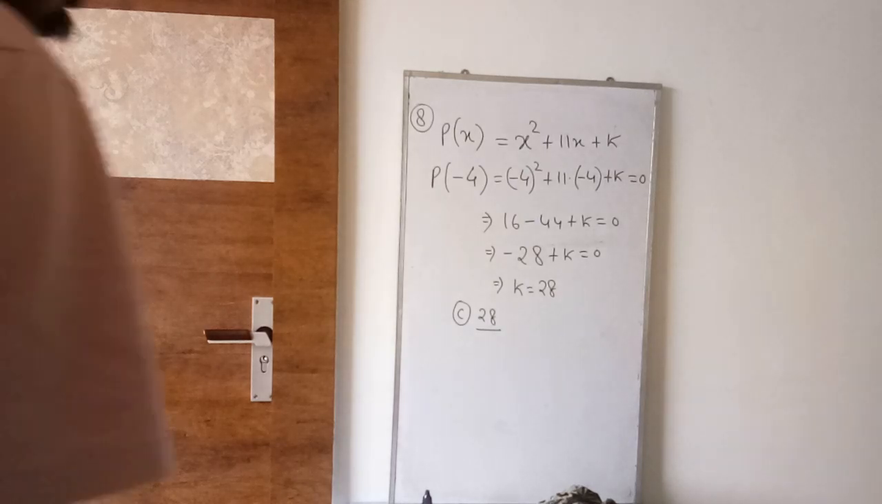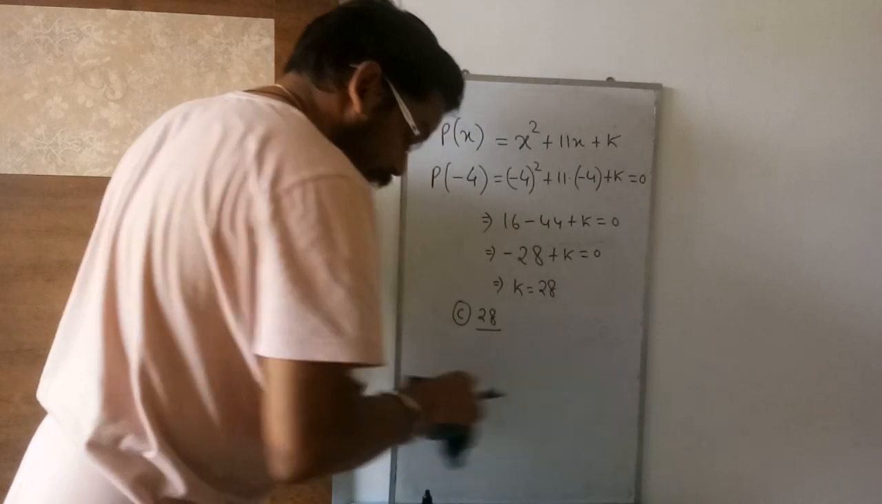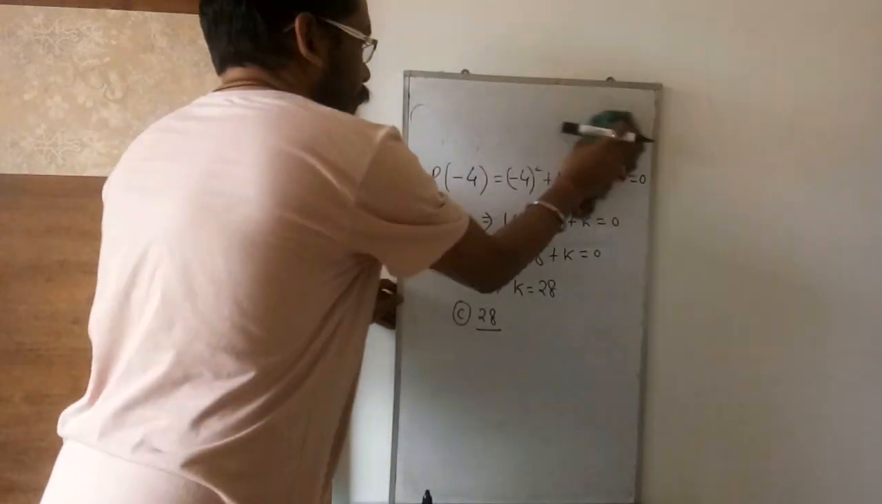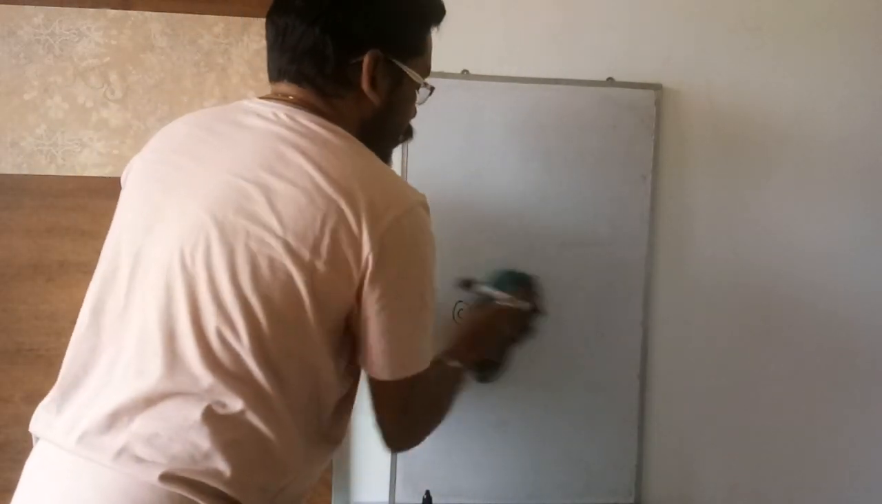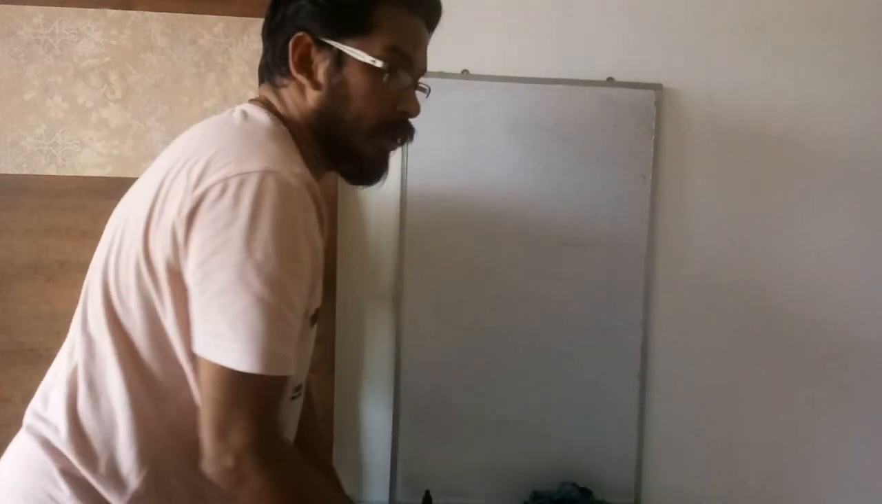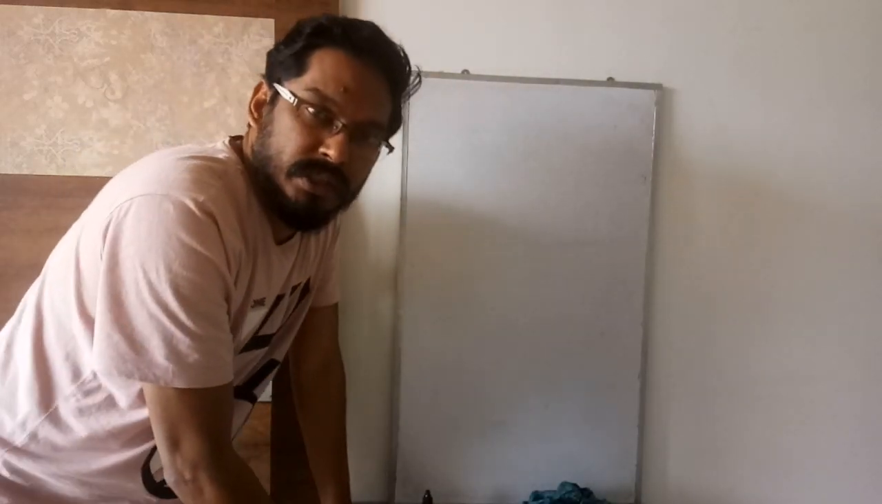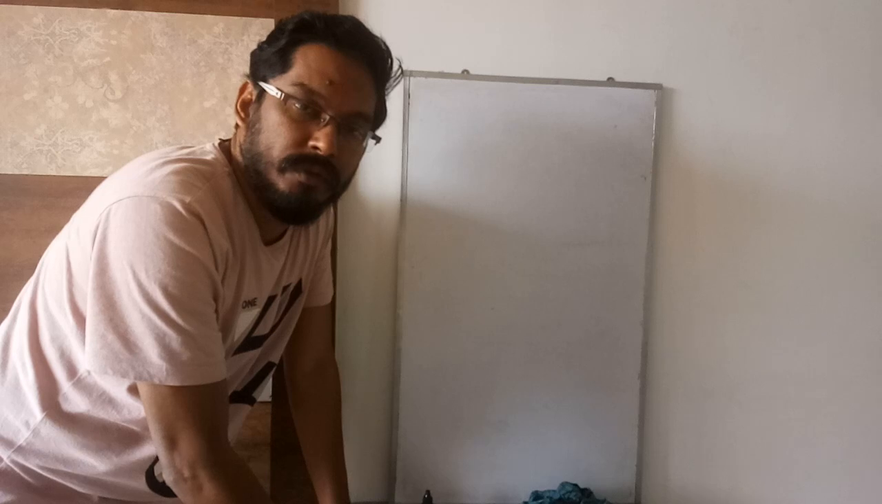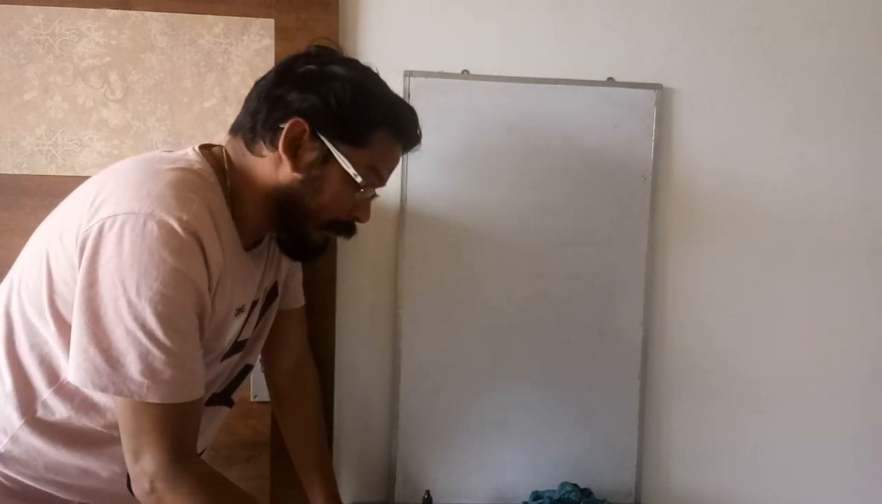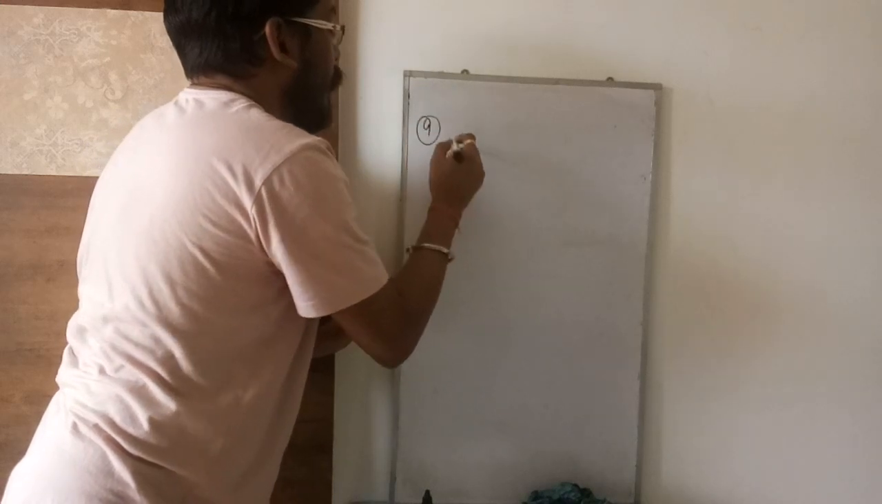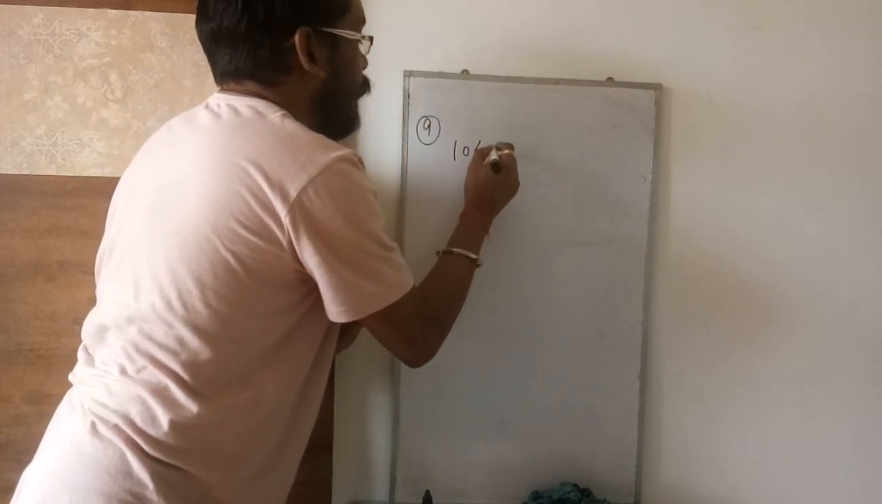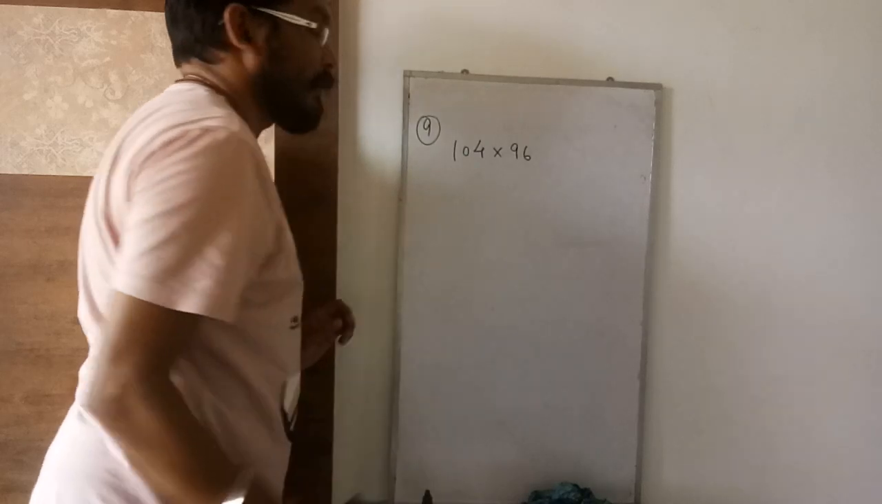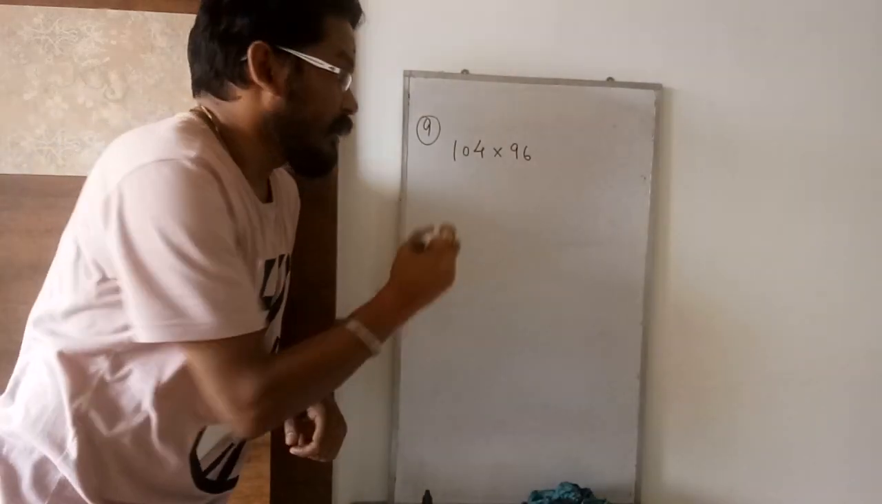Okay. Next is question number 9. Using suitable identity. The questions which are given to you, please solve them first. Then I will discuss this question and you can do the correction by yourself. Using suitable identity, find the product. Identity means formula. Here it is given 104 into 96. I have to use an identity.